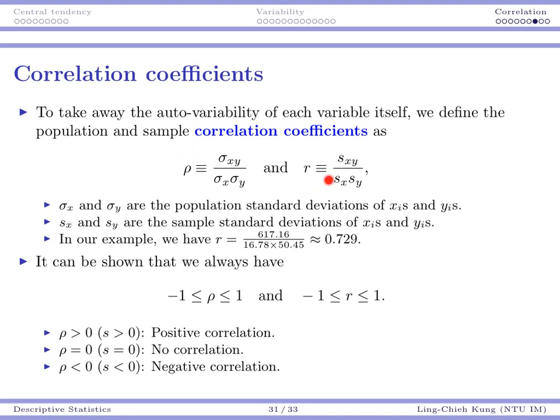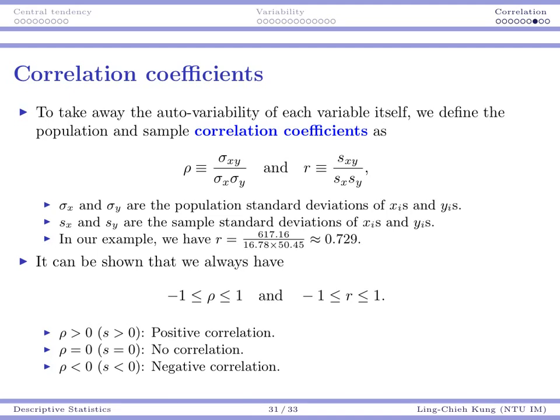Rho and r are widely used for the population and sample correlation coefficient. Mathematically, we can show that the correlation coefficient is always within -1 and 1, which is very good, because depending on the magnitude of these numbers, we can get a feeling for how strong the correlation is. If a number is positive or negative, we say there is a positive or negative correlation. If it's 0, there is no correlation. But when it is very close to 0, we also tend to believe there is no correlation.